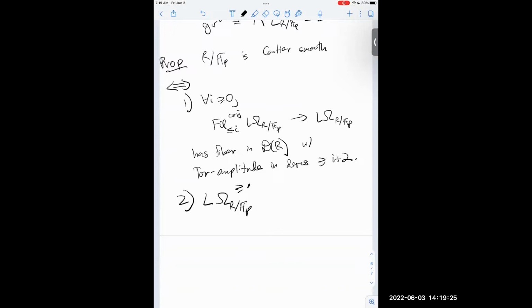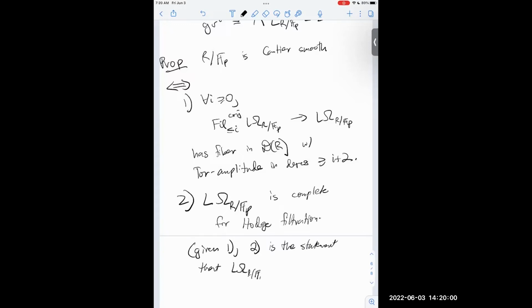If you unwind the definition of the conjugate filtration, this is exactly the flatness of the cotangent complex. And then the second condition is that the derived de Rham complex is Hodge complete. Maybe I should say it this way: condition one is exactly the flatness of the cotangent complex, and given condition one, condition two is exactly the statement that LΩ of R is the actual de Rham complex, the explicit chain complex, because one checks that the Hodge completion is going to be the actual de Rham complex in this case. That's essentially how you prove this theorem.